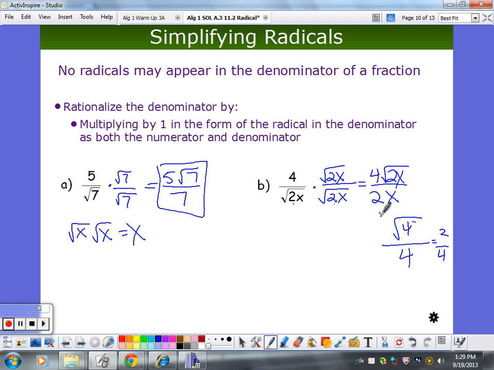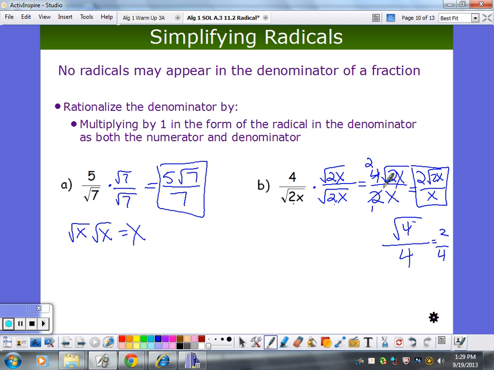Well, what can I cross out? Yeah, these are both outside the radical. This is a 4, and this is a 2. What is 4 over 2? 2, right? So I have a common factor of 2. So this becomes 2 square root 2x. What's left on the bottom? Just an x. So yeah, you do have to cancel out, and you can, but be careful.